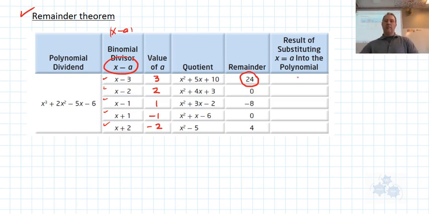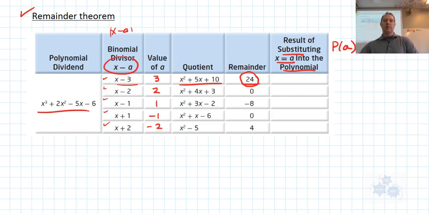Now, this table over here: if we divide this by this, we get a quotient and a remainder. So they've done some work for you, and they're asking you to determine what the pattern is when you substitute x equals a into the original polynomial. That's really p of a, the polynomial that you're given with a included.